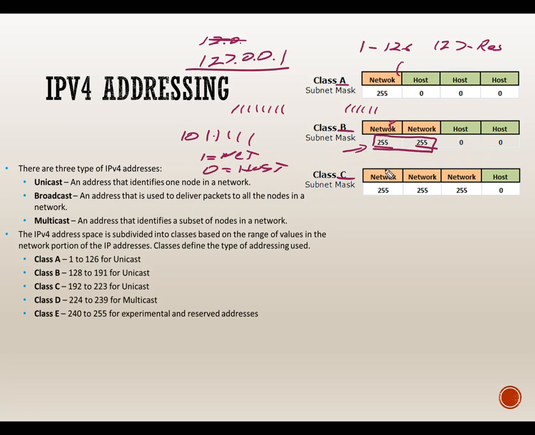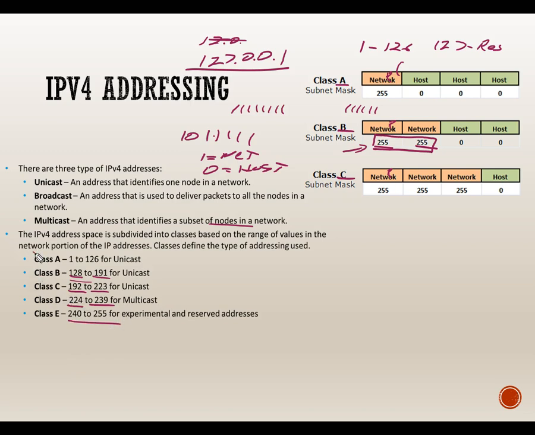Class C has 3 octets for the network address and 1 octet for the host address. So the range of addresses: Class B 128 to 191, Class C 192 to 223, and then we have multicast, where an address identifies a subset of nodes. It's going to be a grouping of addresses. 224 to 239 is multicast and 240 to 255 is experimental. These are the ones that we can't use.